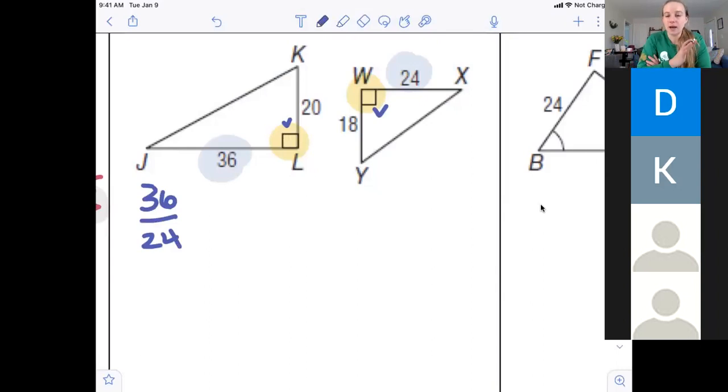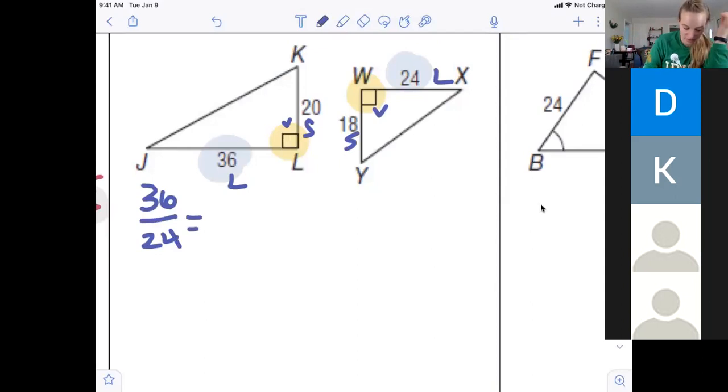The big side on one triangle goes with the biggest side in the other triangle. So what's given to me in triangle KLJ, 36 is a bigger side than 20. Similarly, in WXY, WX 24 is the bigger side than 18. So I have to do the two large sides together and then I'm going to do the two small sides together and see how they compare. There's no way for me to do a big side and a small side and it to be the same as another big and small side. So we have to do these two together.